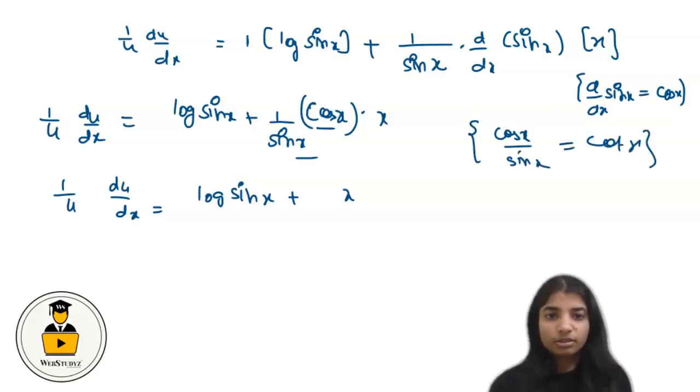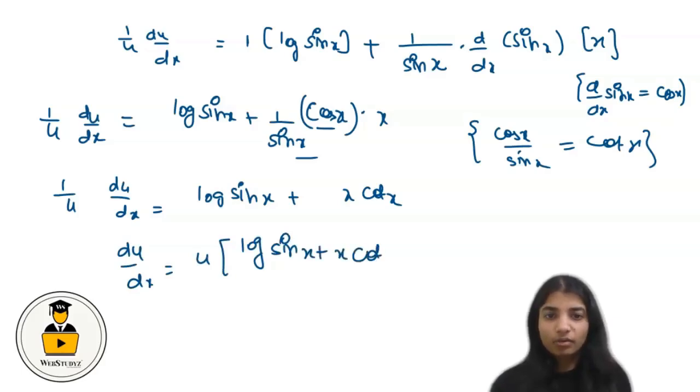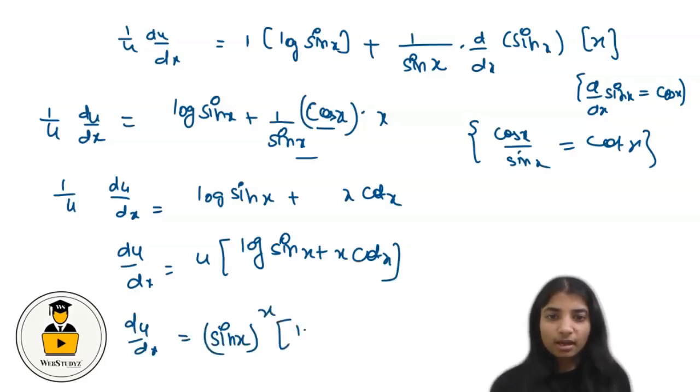So this becomes equal to x cot of x. So the value of du divided by dx is equal to u multiplied by the log of sine of x plus x cot of x. Plug in the value of u. So du divided by dx, where u is sine of x raised to the power x, is multiplied by the log of sine of x plus x cot of x. So this is the value of du divided by dx.